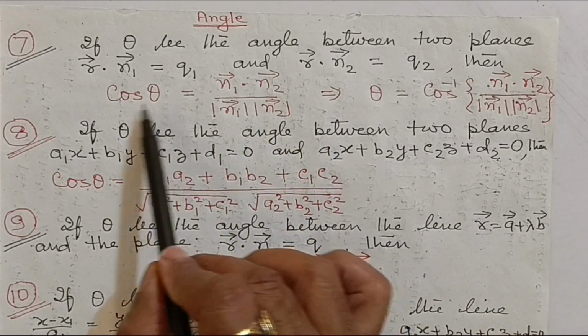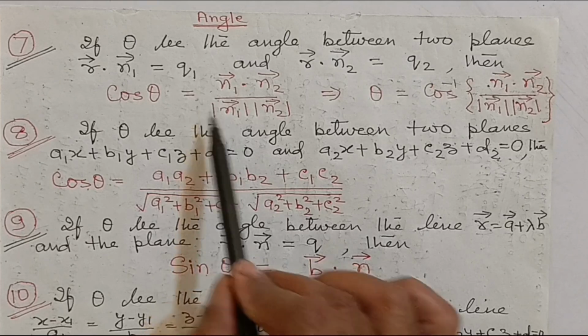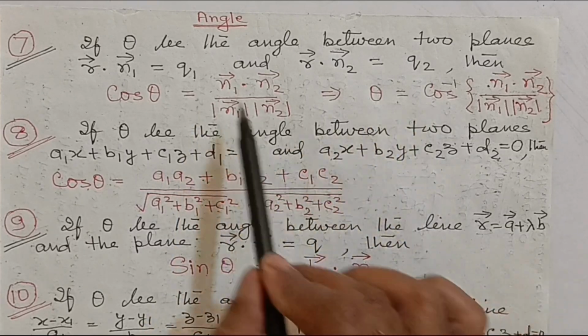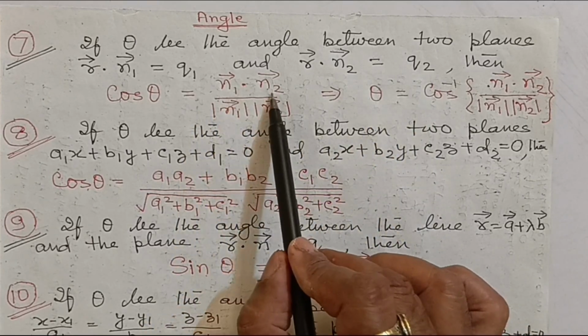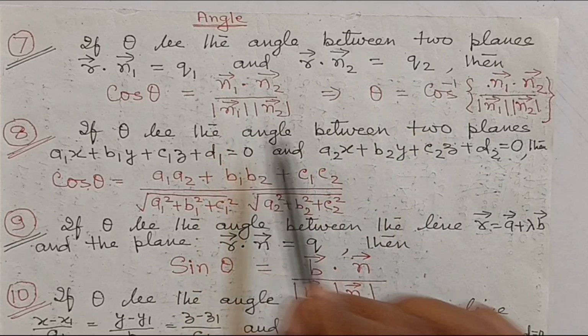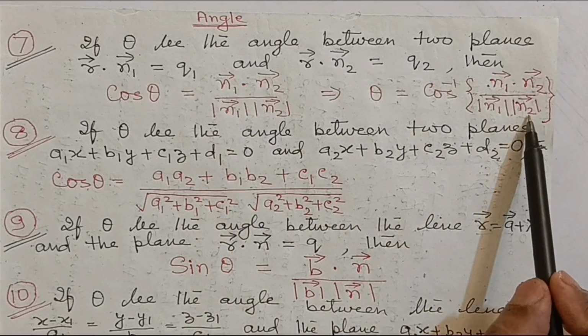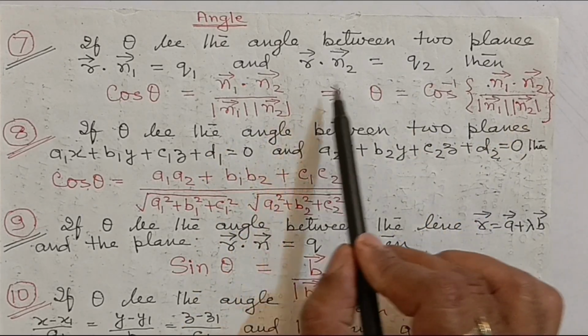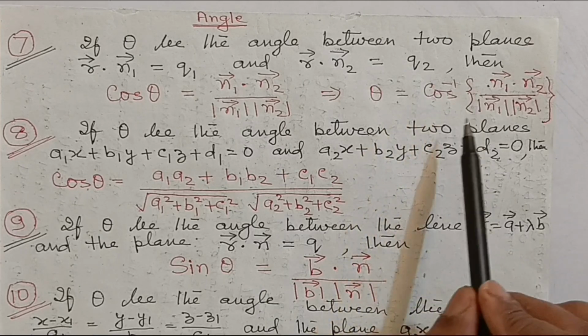Therefore, theta is equal to cos inverse vector n1 dot vector n2 upon mod vector n1 into mod vector n2. It is in vector form, the angle between two planes.